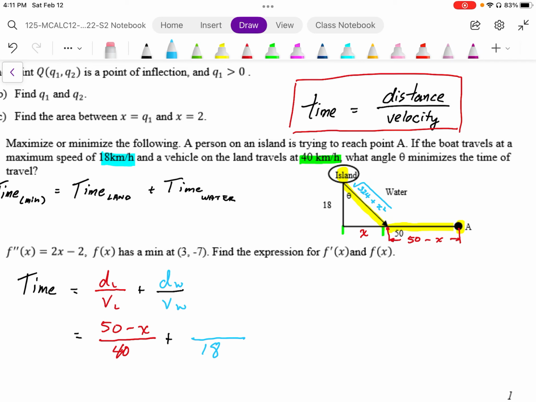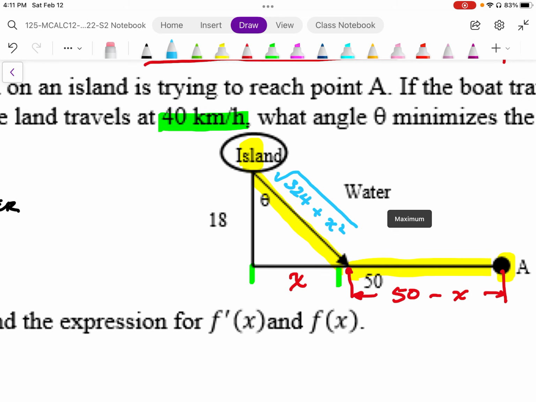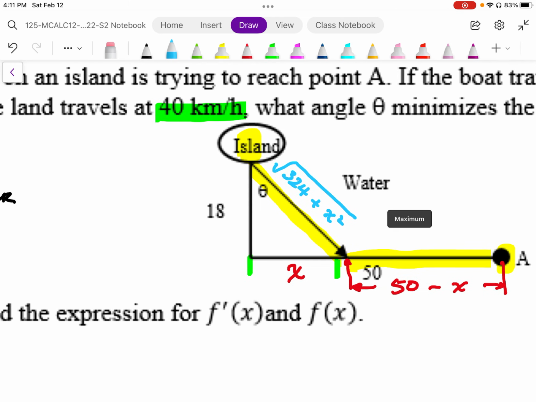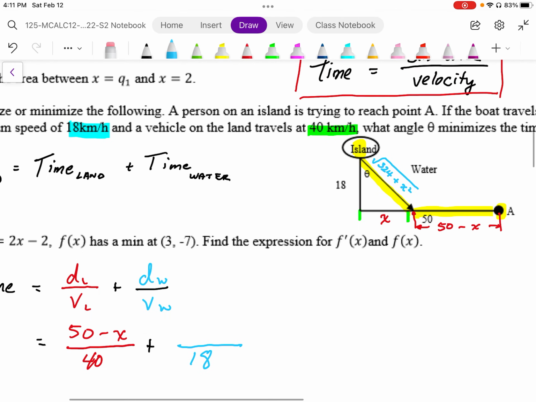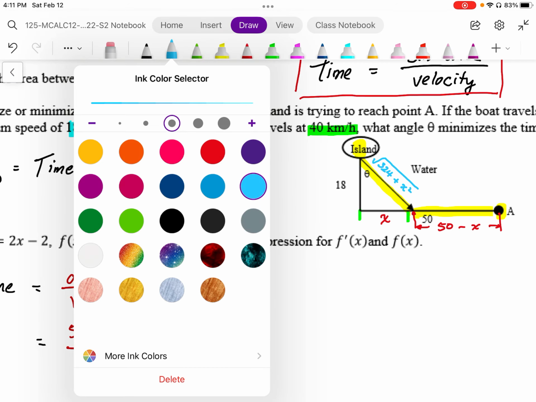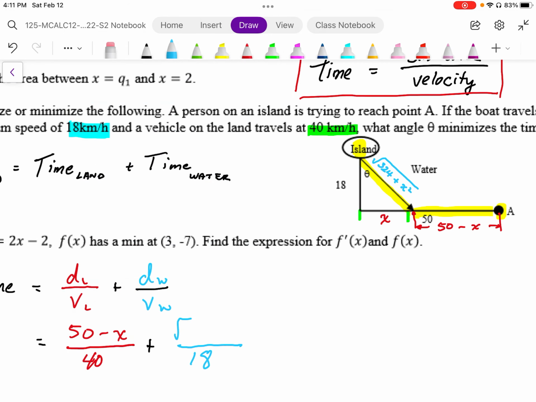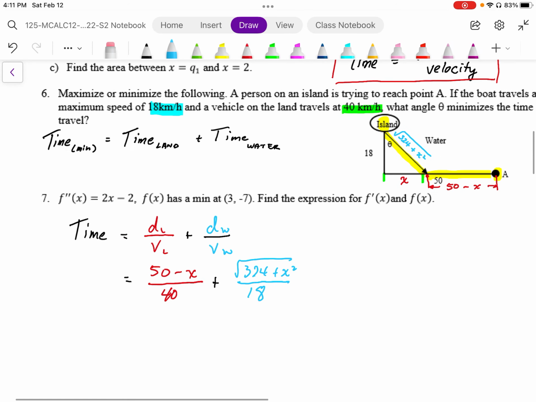So I have here the distance on the water. We use Pythagoras. So we get the square root of 18 squared plus x squared, and that's going to be the distance on the water. So we're going to have the square root of 324 plus x squared as the distance on the water. So there it is. I'm going to solve this in terms of x, and afterwards we'll figure out the angle theta. So there's my time expression as a function of x.